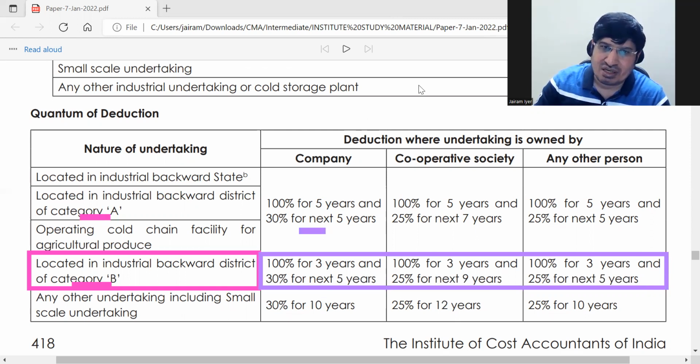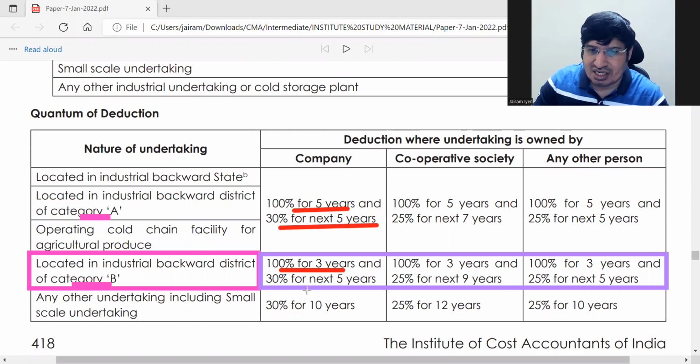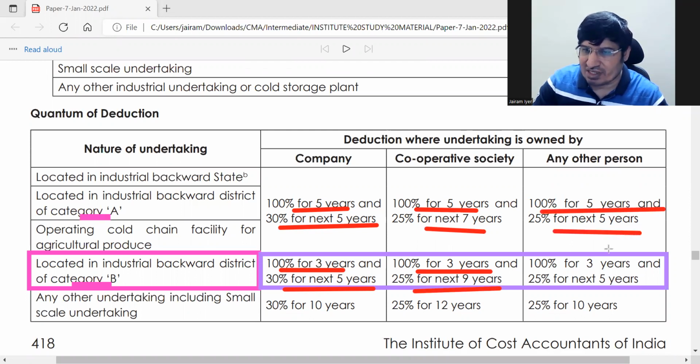So yani basically, this and this is same. Okay, exactly 5. Sorry, it's not same. Sorry, जो है इसमें जो है, this is first 100% for 5 years, 30 for 5 years. Here it is 100 for 3 years and 30 for 5 years. Okay, little difference is there. This is 100 for 5 years, 25 for 7 years. This is 100 for 3 years, 25 for 9 years. This is 100 for 5 years, 25 for 5 years. This is 100 for 3 years, 25 for next 5 years.